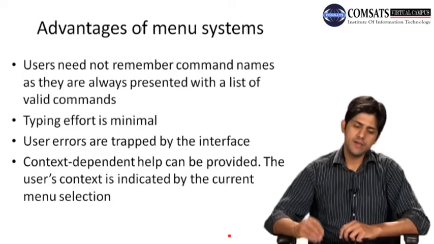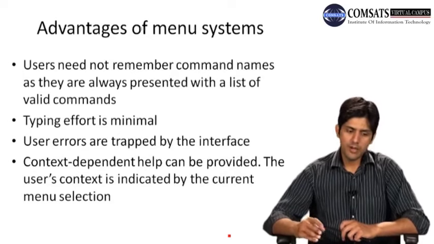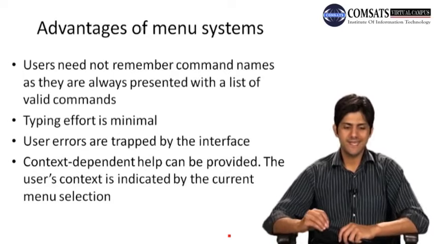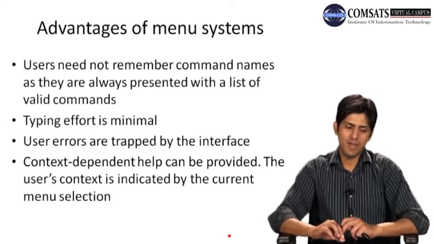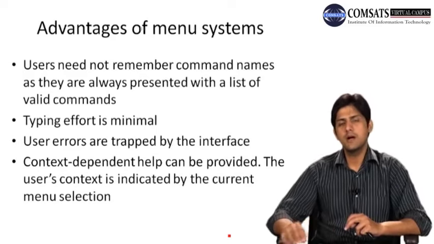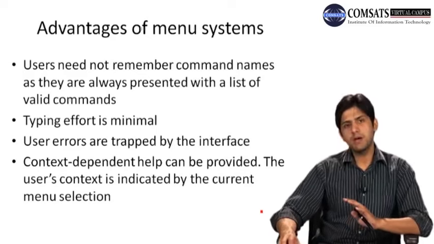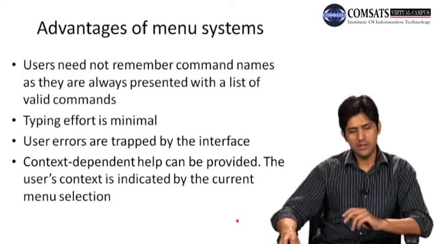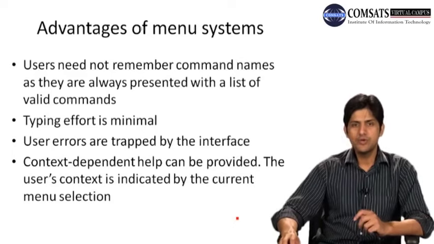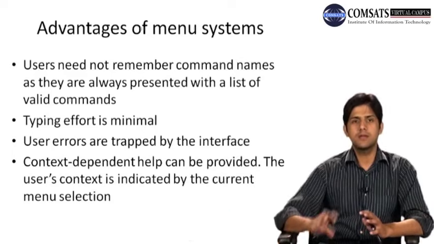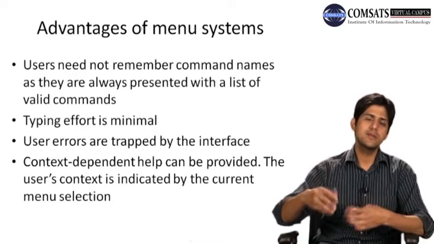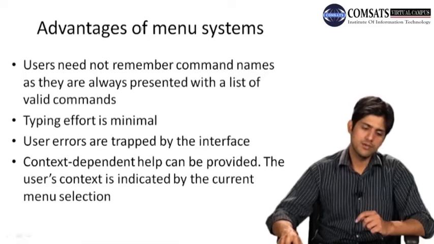Okay जी, and then you have the context dependent help can be provided. For example, the user's context is indicated by the current menu selection. So these are the different advantages of menu systems. ठीक है, पहली बात तो ये कि आपकी typing effort is very minimal. ठीक है, you can use the mouse to actually point to a menu. ठीक है, और the errors that you might make they are trapped by the interface. और यूज़र को commands वगैरह भी याद करने की ज़रूरत नहीं. He can just use the menu, और menu के अंदर वो चीज़ें बड़ी visibly लिखी हुई हैं, तो he does not need to actually remember those commands.